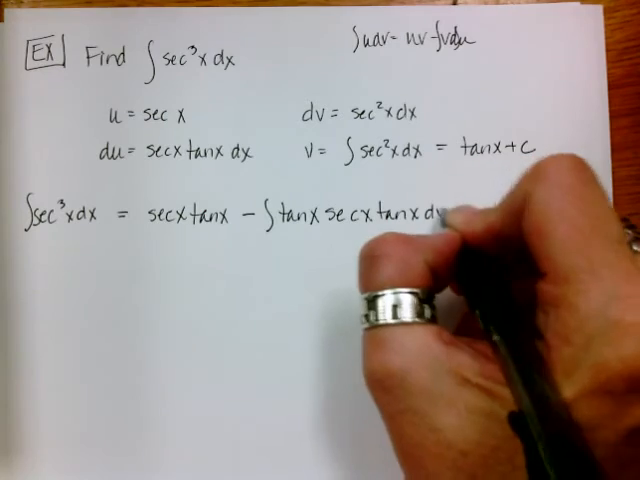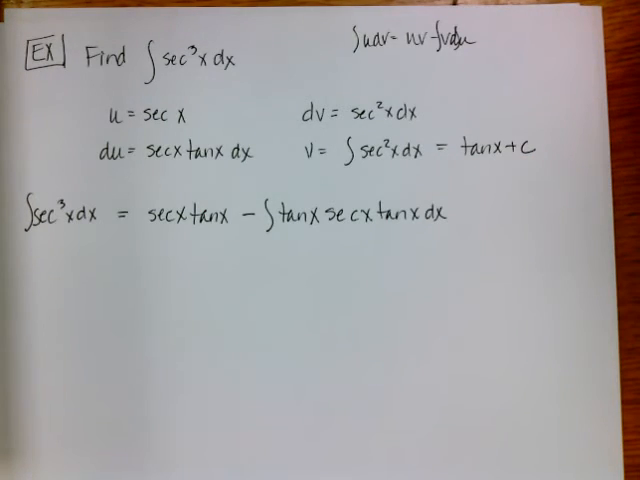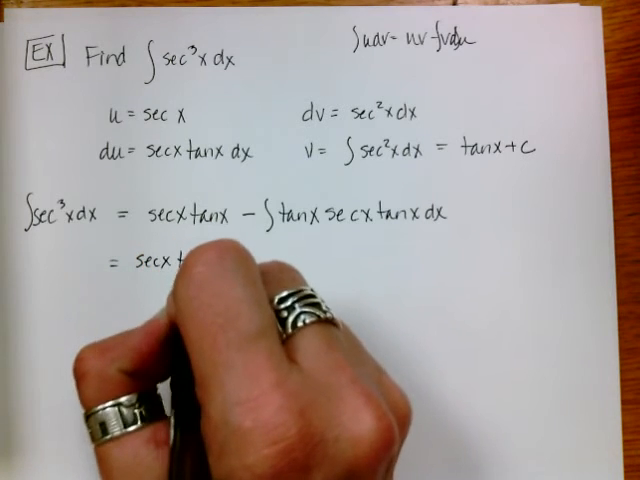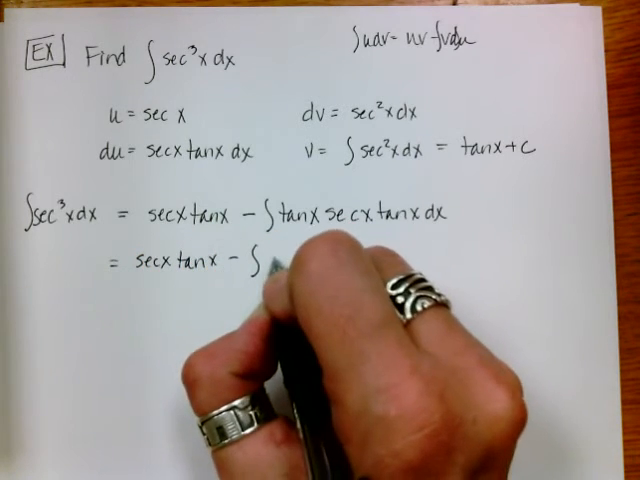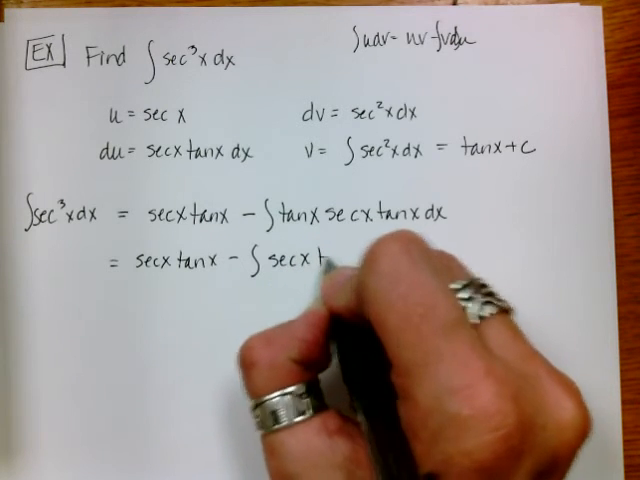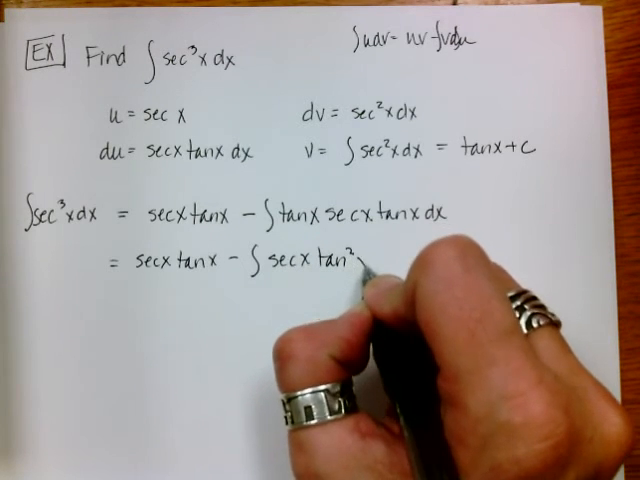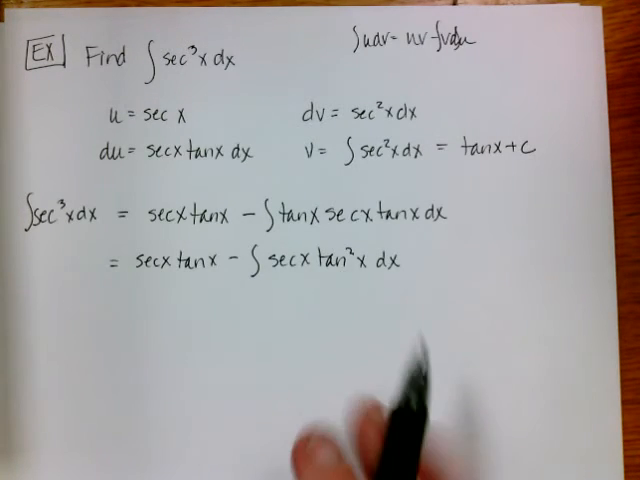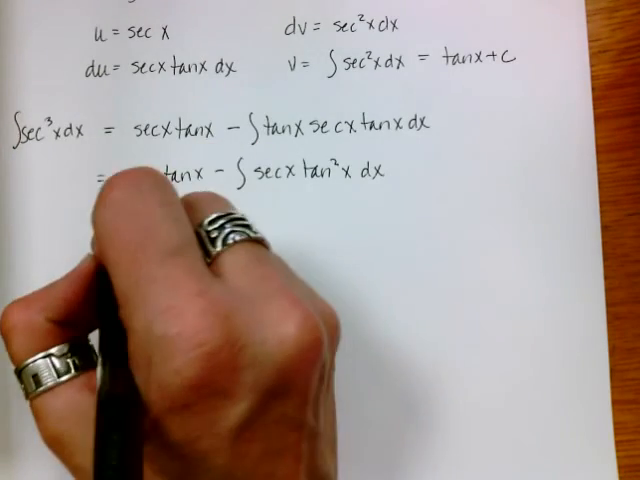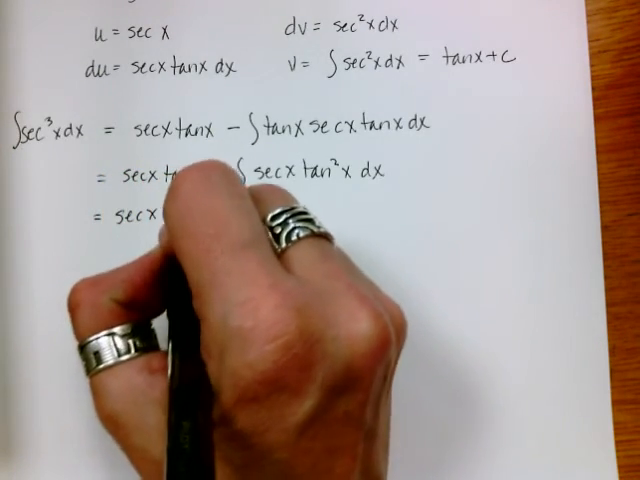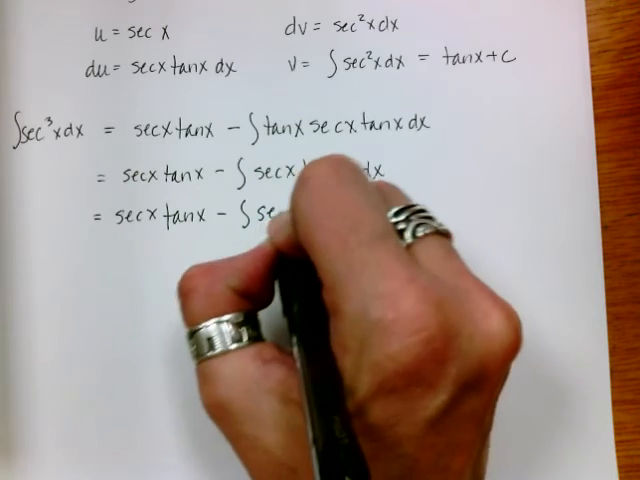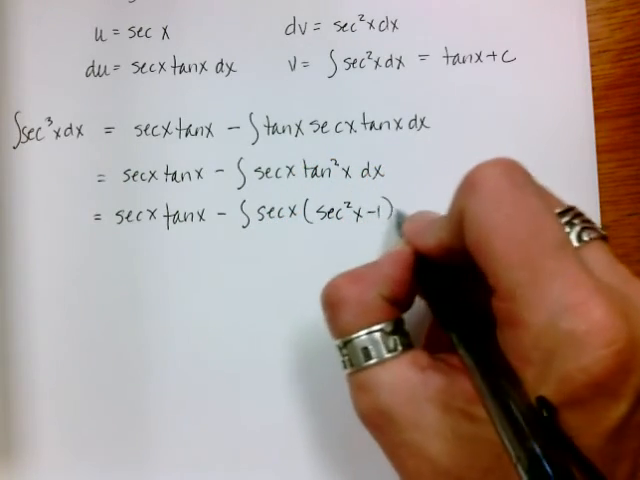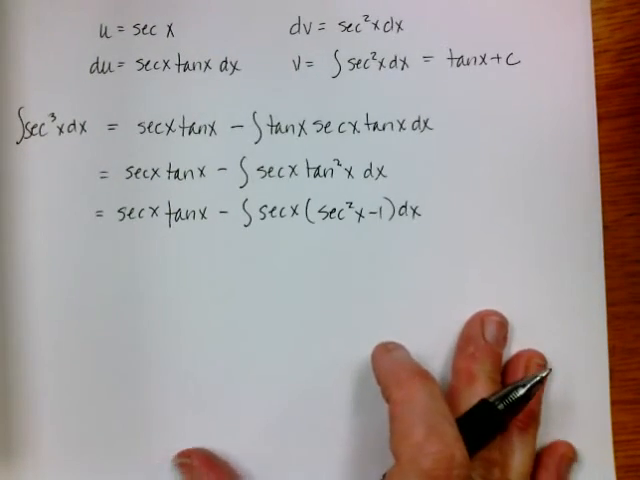Okay, so then I'm going to clean this guy up a little bit. So here's my secant x tangent x minus the integral of secant x tangent squared x dx. I don't have an integral for tangent squared, but I do if I rewrite it. So I'm going to rewrite it again. Tangent x minus, so here's my secant x. Tangent squared is secant squared x minus 1 dx, yay Pythagorean identities.